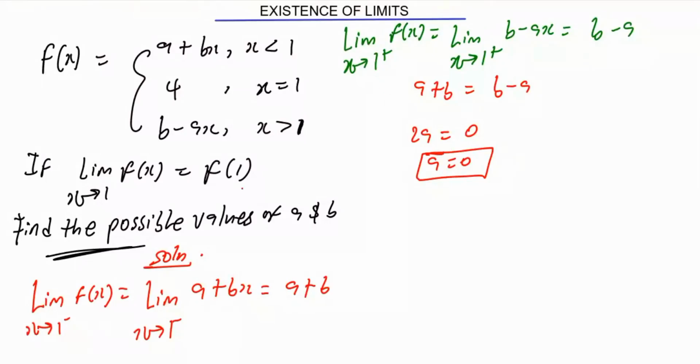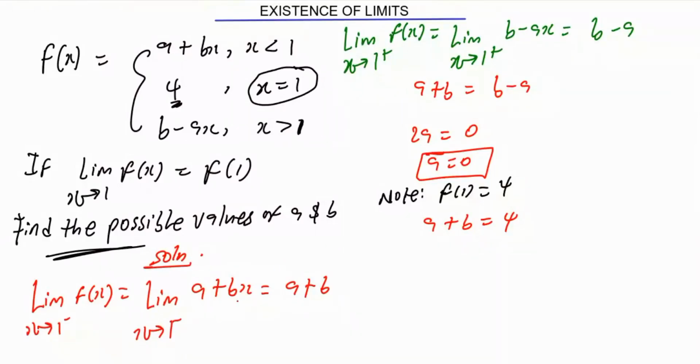Also, we were told that this limit here is equal to f of 1. Firstly, what is f of 1? Note, f of 1 is equal to what? That is when x equals 1. What's the value of the function? 4. So we're told that the limit is equal to 4. So this is what I'm going to do. Firstly, substitute your left-hand limit, a plus b, to be equal to 4. So I have a plus b equal to 4.